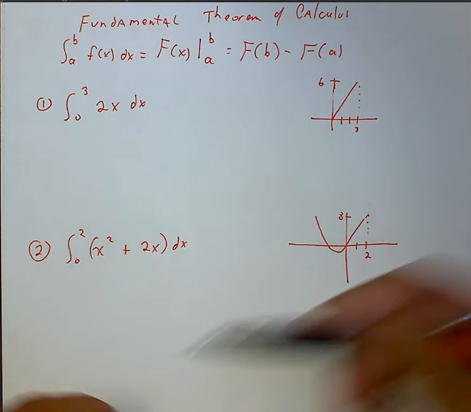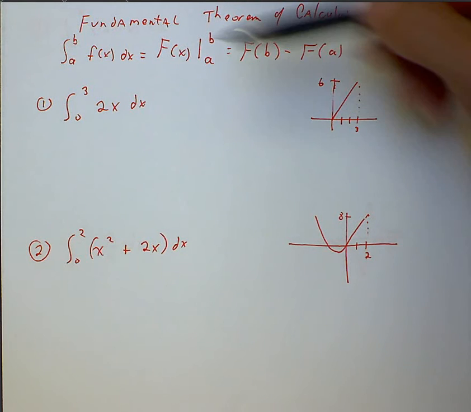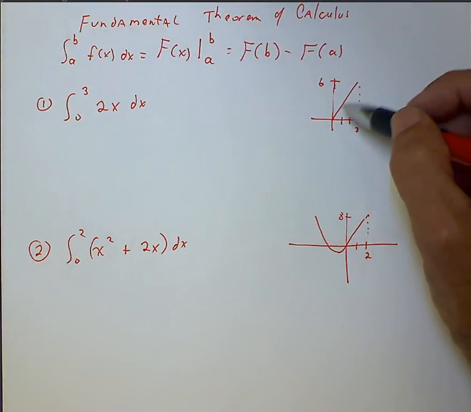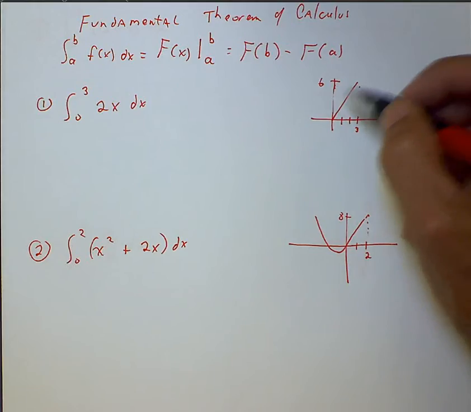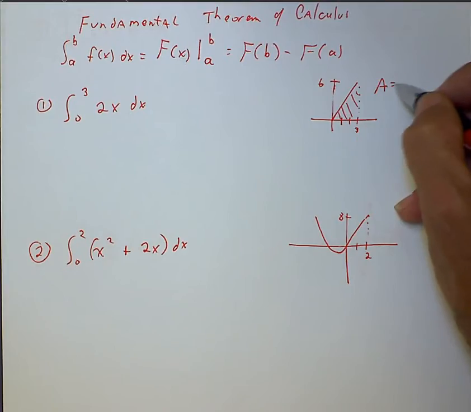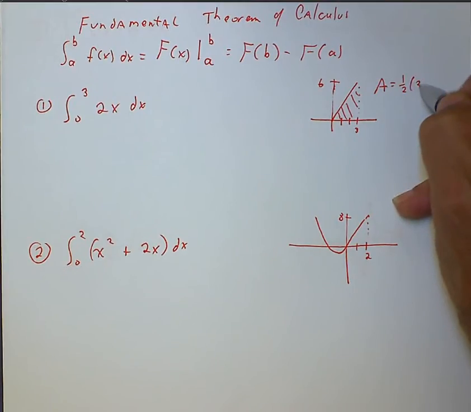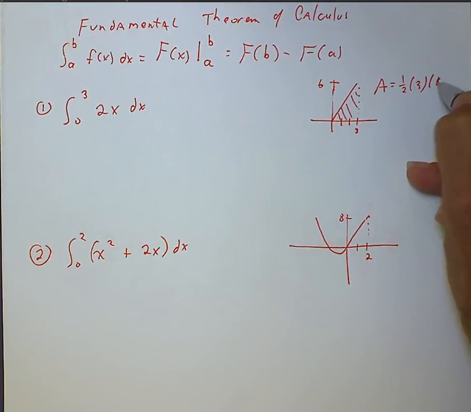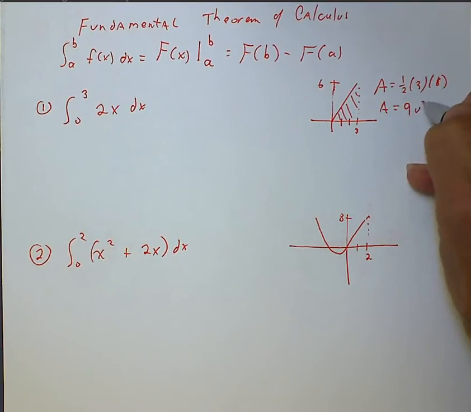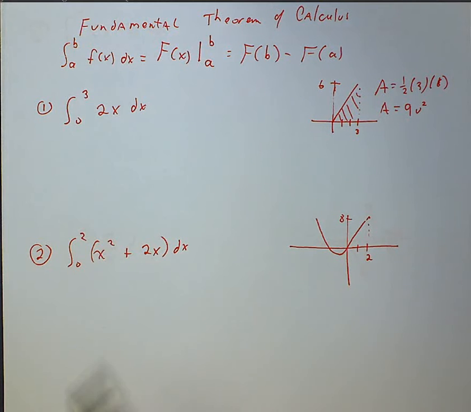Alright, so we're given the integral from 0 to 3 of 2x. So here's a picture of what we're talking about. We want the area under the curve of the line 2x from 0 to 3. So this area right here. We know from geometry that that is 1/2 times 3 times 6. It's going to be an area of 9 units squared. Okay. Over here, let's use calculus to see if we can find the same answer.